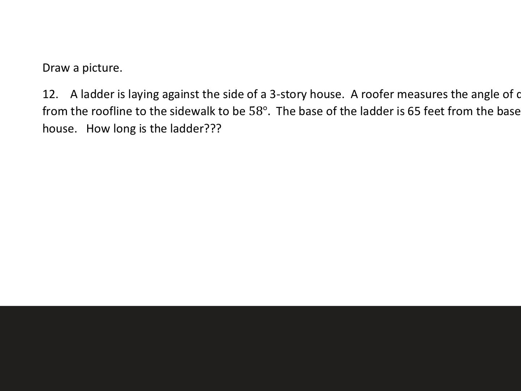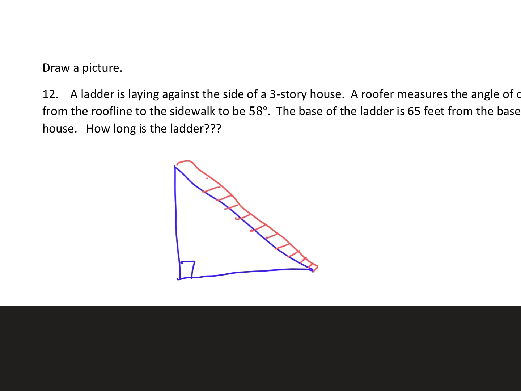But since we're talking about a right triangle, what should we draw? A right triangle, okay? Very good. Always draw a right triangle. Doesn't matter which direction you draw it, just draw the right triangle. So it says a ladder is laying against the side of a 3-story house. Which piece would be the ladder laying against the house? The hypotenuse, right here. How tall is the house?